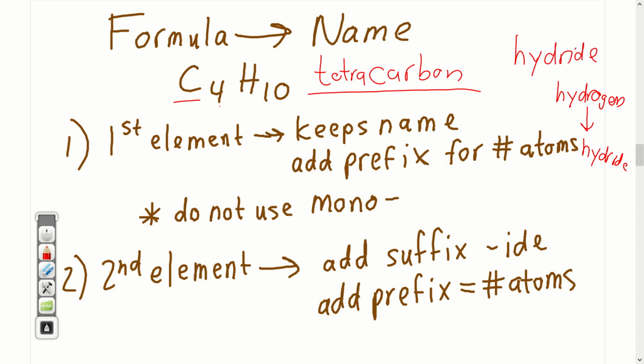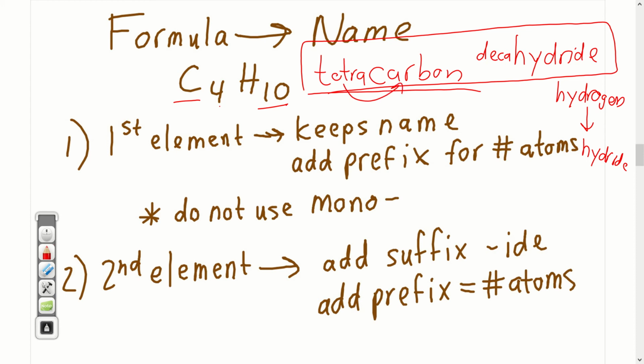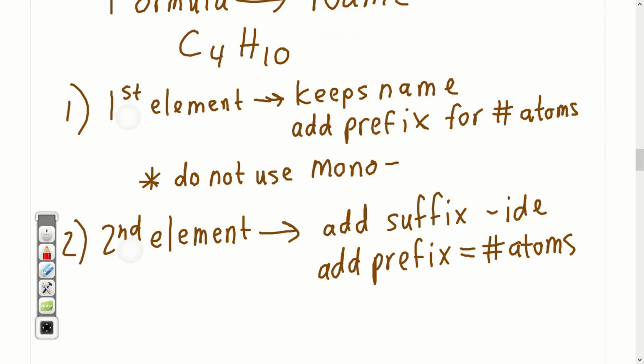But how many hydrogens do I have? I have 10. So the prefix for that is deca. So these are going to be long names. Tetracarbon decahydride. They're not going to be natural, rolling off the tongue names. It's telling you very specifically, I have 4 carbons and 10 hydrogens in this compound. Okay, is what I'm looking at here. And so that's how we're going to do all these.